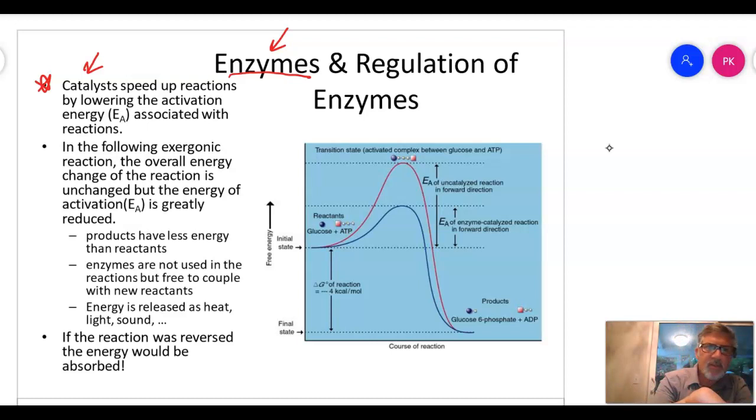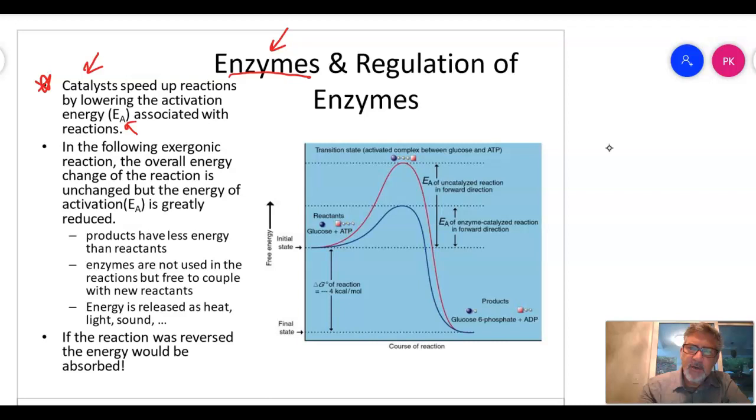So this E sub A right here means energy of activation, or activation energy. It's kind of like if I have a pile of wood at the beach and I want to have a bonfire. It just doesn't start burning. I've got to put energy to it in order to start the reaction. Once I start it, it'll continue to burn until it's done.